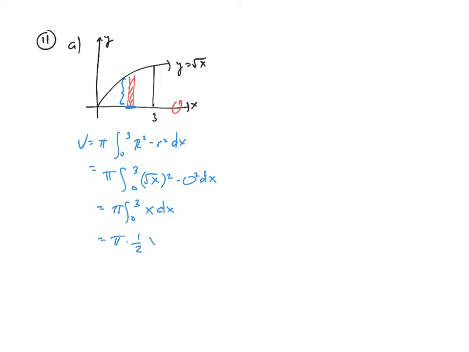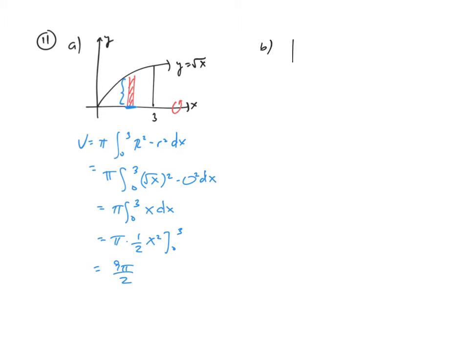So I've got 1/2 x squared from 0 to 3. I'm not going to substitute the 0, just going to plug in the 3, and I get 9 pi over 2. So that was just part A. Now we have part B.